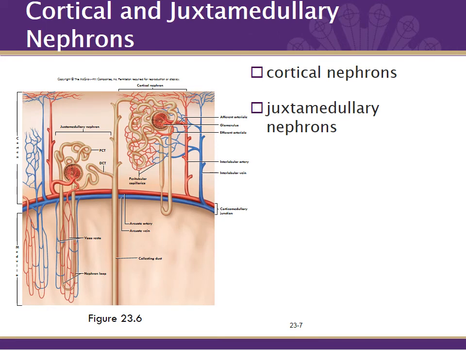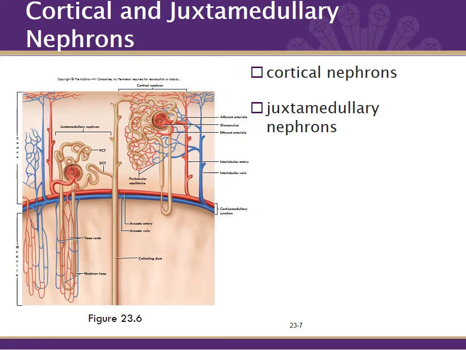As mentioned, there are two types of nephrons, cortical and juxtamedullary nephrons. We can see them both in the image on the slide. Cortical nephrons make up 85% of all nephrons. They have short nephron loops and are found primarily in the cortex. The efferent arterioles branch into the peritubular capillaries surrounding the PCTs and DCTs.